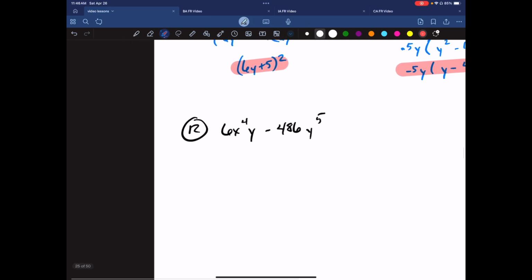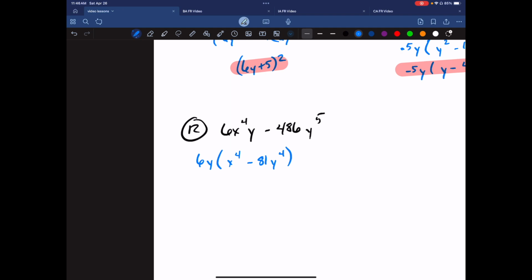Okay, number 12. Here, you may not know that 6 goes into 486, but maybe you give it a shot. You may also recognize that 6 goes into 48 and 6 goes into 6, so maybe it does go into 486. So these are just things you can look for. So I can take out at least the 6. Both terms have at least one y, so I can take that out. And I can rewrite this as x to the 4th minus 81y to the 4th.